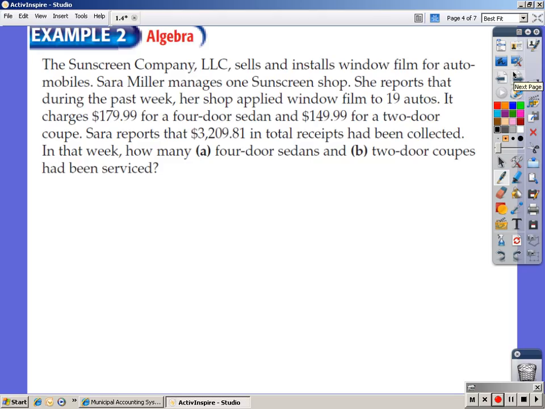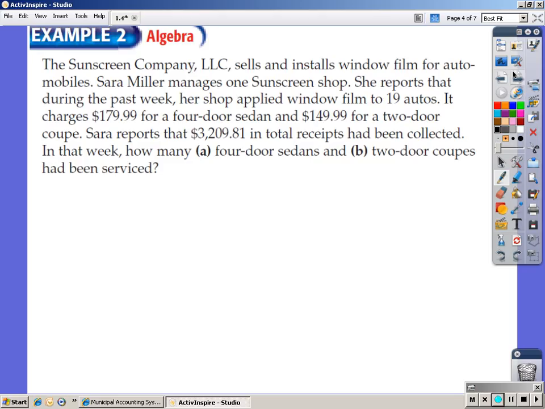Now, here's where you really need to pay attention. It says, the Sunscreen Company, LLC, sells and installs window film for automobiles. Sarah Miller manages one sunscreen shop. She reports that during the past week, her shop applied window film to 19 autos. It charges $179.99 for a 4-door sedan and $149.99 for a 2-door coupe. Sarah reports that $3,209.81 in total receipts had been collected. In that week, how many 4-door sedans and 2-door coupes had been serviced?